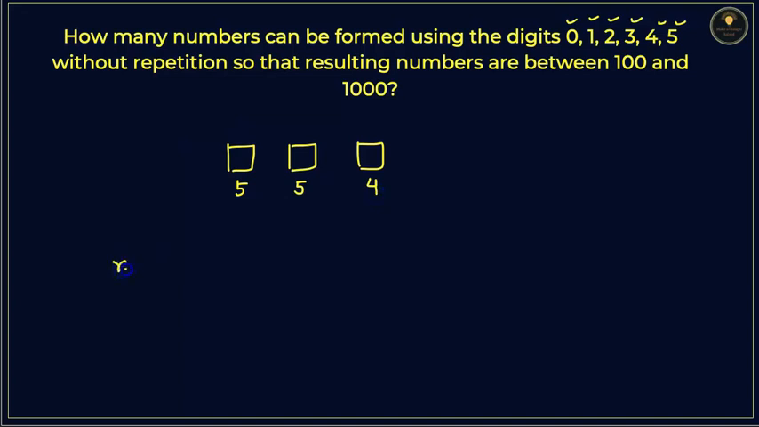So what we'll do is write the number of ways equal to 5 multiplied by 5 multiplied by 4, which is equal to 100 ways. So this is an important thing that we need to understand. We can't take 0 at the first place, because if I take 0 at the first place, it means we will make the number a 2-digit number.